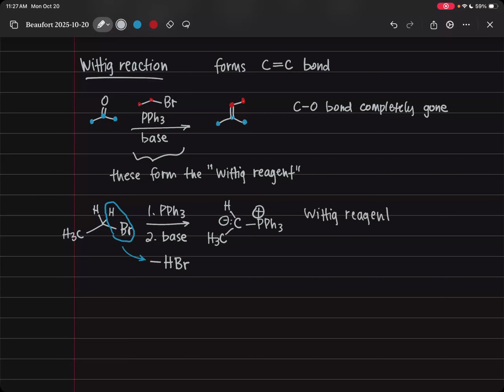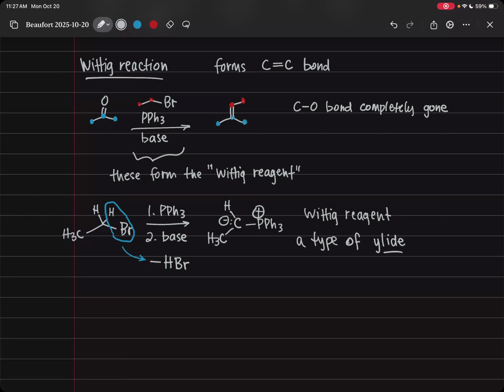So this is the Wittig reagent, and it's called an ylide. Essentially, an ylide just means we have a carbon heteroatom bond where we have a negative charge on the carbon and a positive charge on the heteroatom.